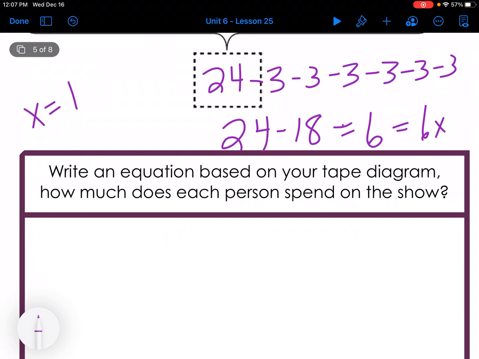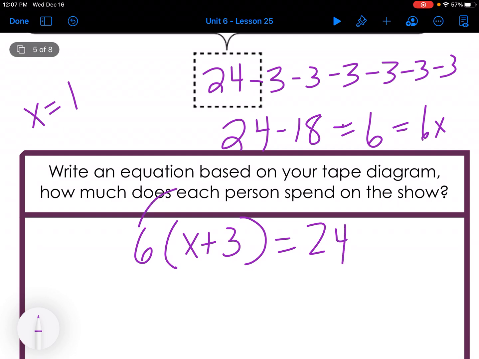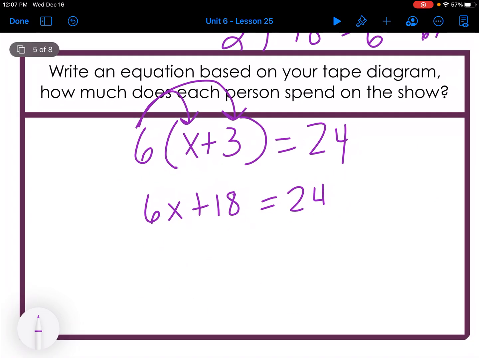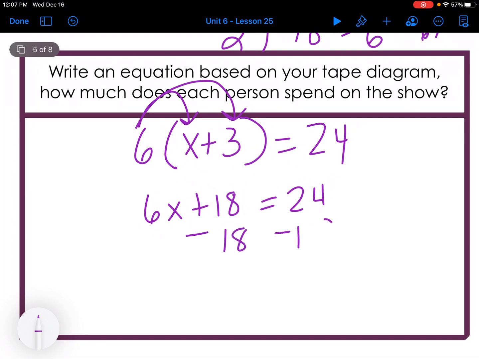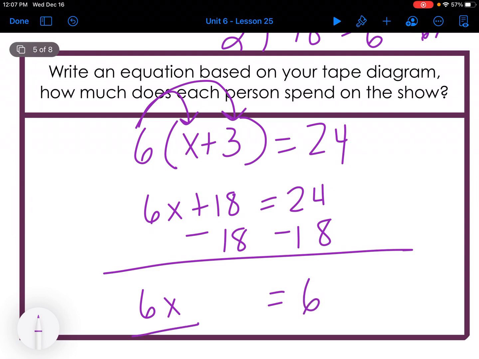So my equation is going to be 6 groups of x plus 3, and that's going to be equal to $24. So 6 times x is 6x. 6 times 3 is 18 equals 24. Then I'm going to zero out, and I'm left with 6x equals 6. I want to figure out what just one x is going to be. So I divide by 6 on each side. So I find out that each ticket costs $1.